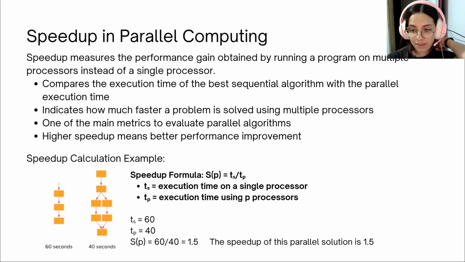So speedup is given by the formula TS divided by TP, where TS is the execution time using a single processor and TP is the execution time using multiple processors. So in this example, the sequential execution time is 60 seconds and the parallel execution time is 40 seconds. So we divide 60 by 40. This gives us a speedup of 1.5. This means the parallel program runs 1.5 times faster than the sequential version.